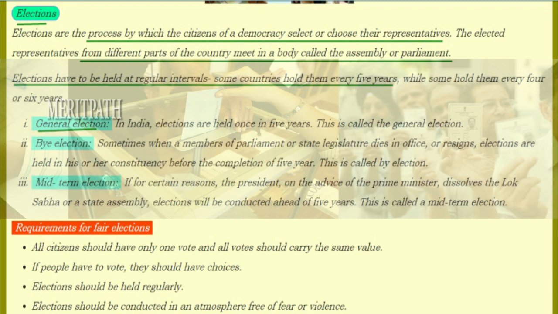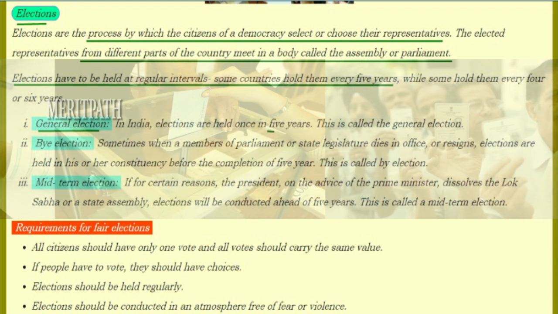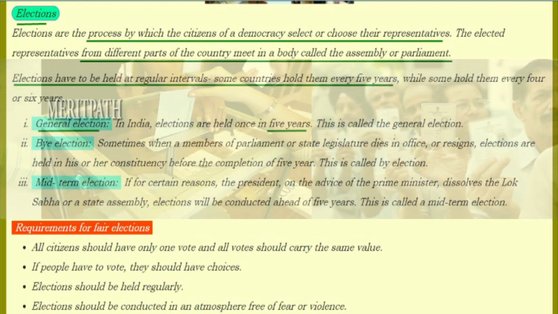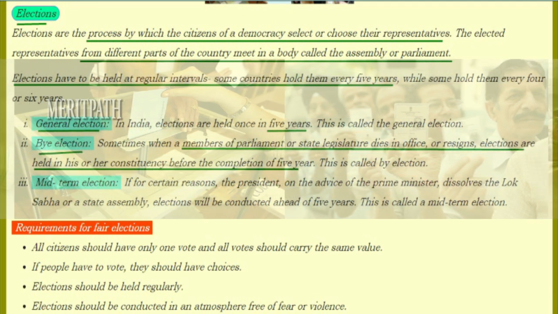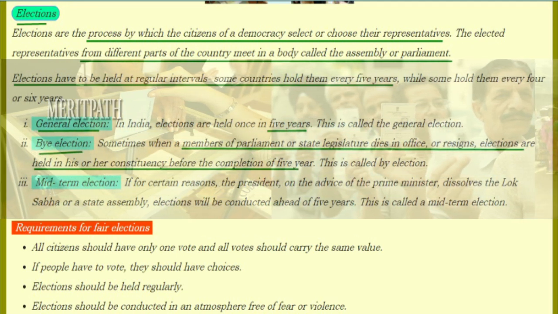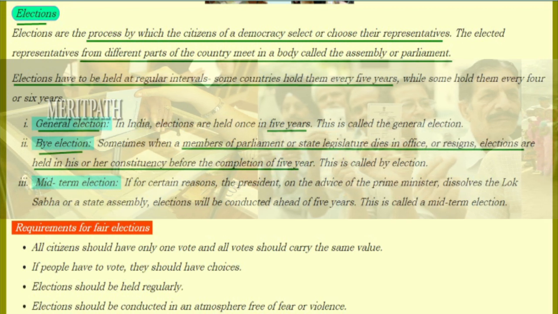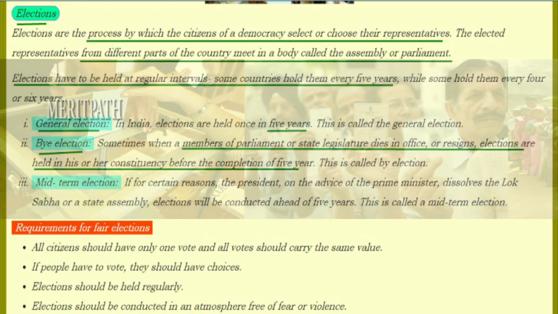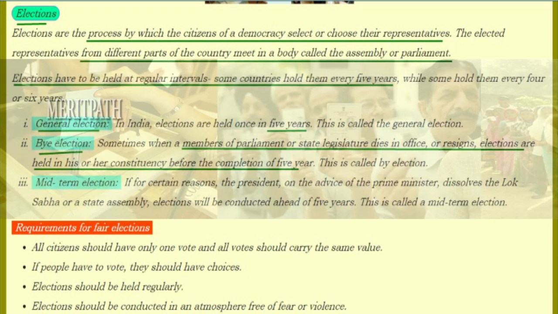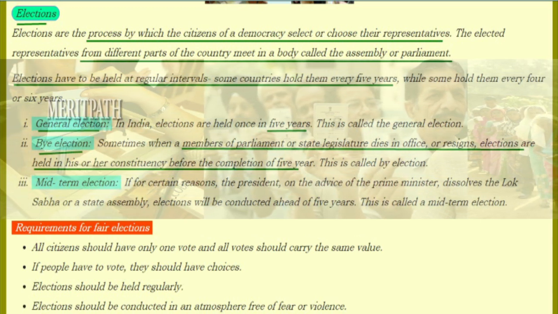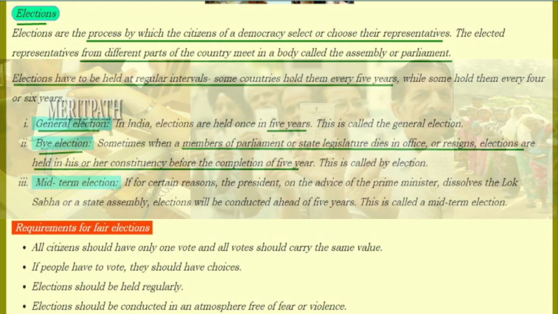Then types of elections. General election. These are held once in 5 years, known as general elections. Next is by-election. If members of the parliament or state legislature unfortunately die or resign, then elections are held in their constituency before the completion of 5 years. This is known as by-election.